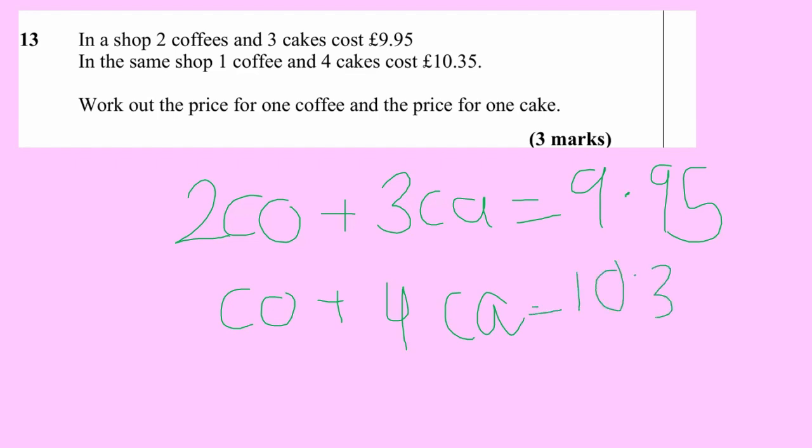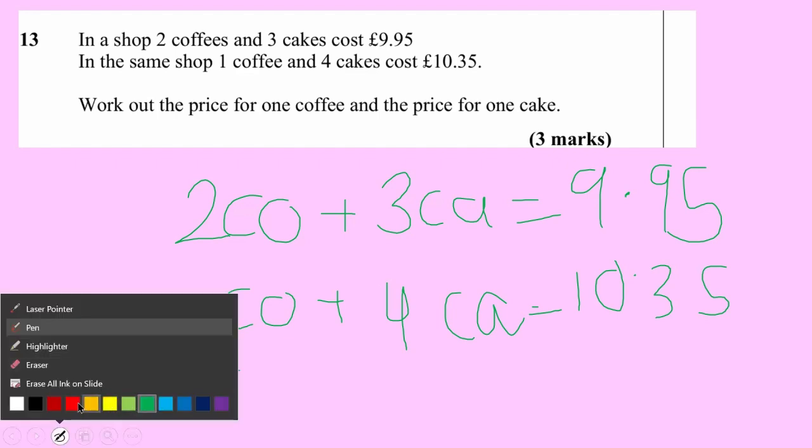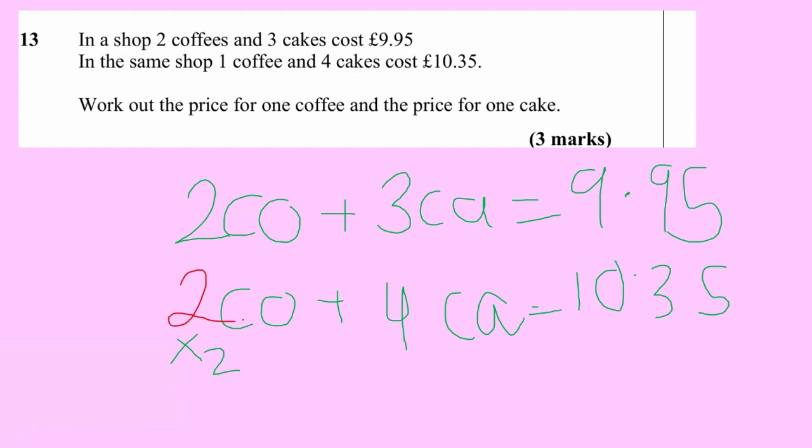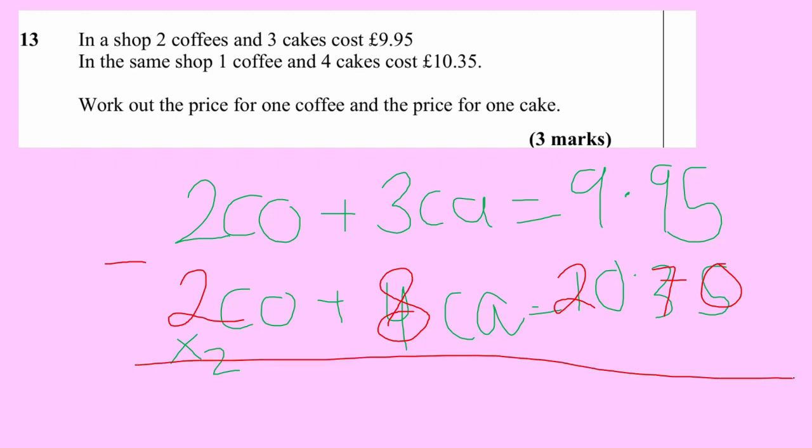Okay, right. So now I want to eliminate a variable. So if I just times this equation by 2, I can then just eliminate that. So I'm going to use a different pen. So 2 co is now 8 car, and then 10.35 times by 2 would just give you 20.70. Okay, so now if I just subtract these equations, 2 co minus 2 co is 0 co.